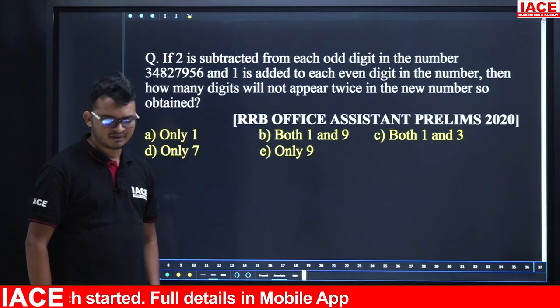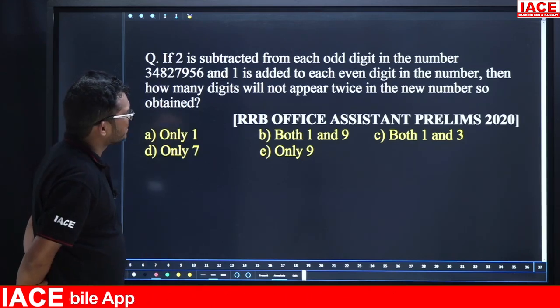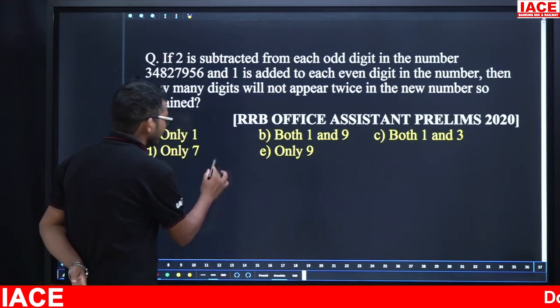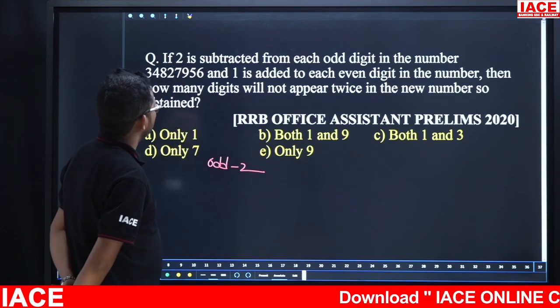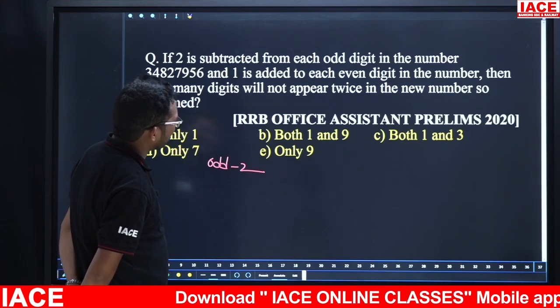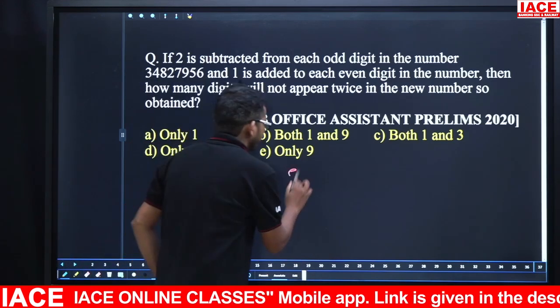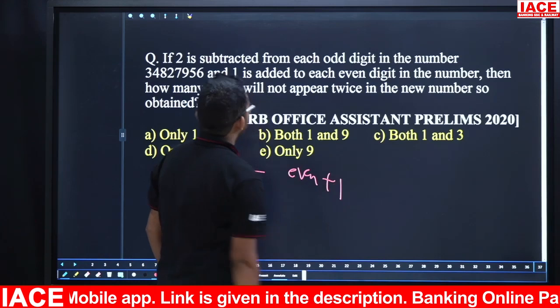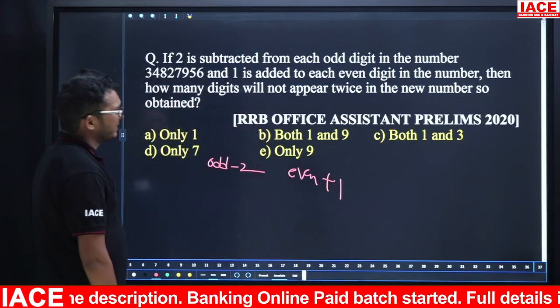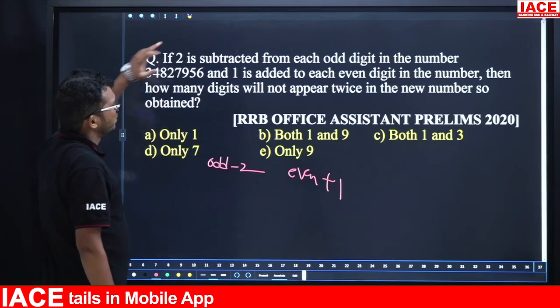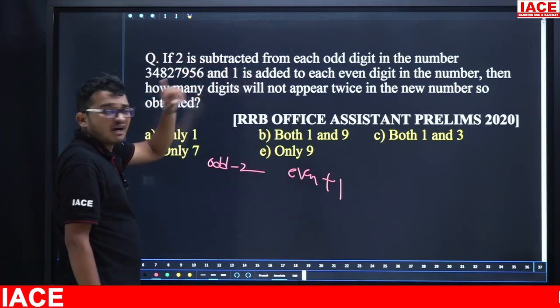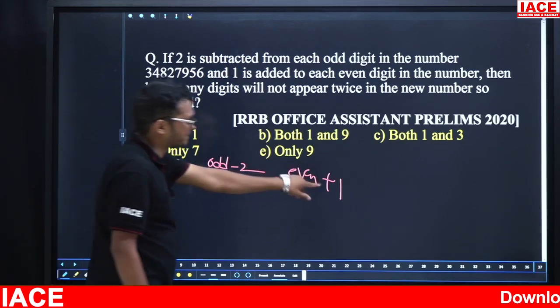Yes, time up. If 2 is subtracted from each odd digit, friends, if it is an odd digit then minus 2. Next, 1 is added to each even digit. If it is an even digit, then plus 1. Then how many digits will not appear twice in the new number so formed? So in the given number, 2 is subtracted from odd digits: odd digit means minus 2, even digit means plus 1.